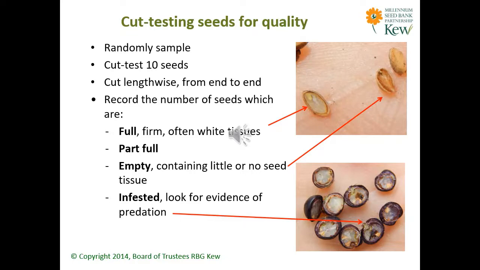Part full. Now these don't look quite as good as a full seed, but you think they'll still be able to germinate. Empty seeds, which contain little or no seed tissue, and infested seeds. Look for evidence of predation such as an insect exit hole or for insect frass.